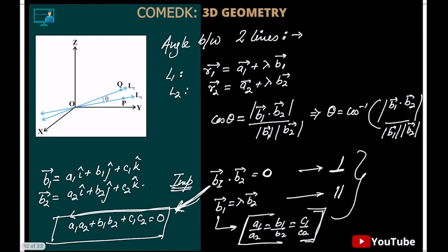Okay. Coming to the next, angle between two lines. So two lines are given to us. This is the angle theta we have to find. So L1, the first line, is written as what? R vector is equal to A1 plus lambda times of B1.